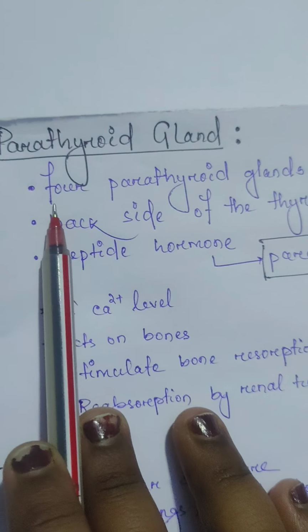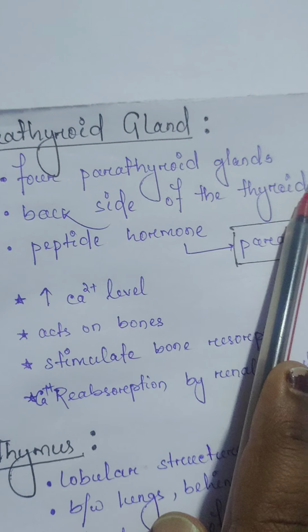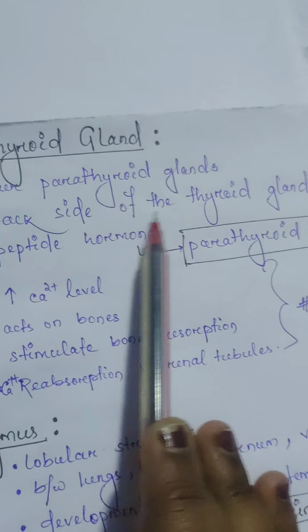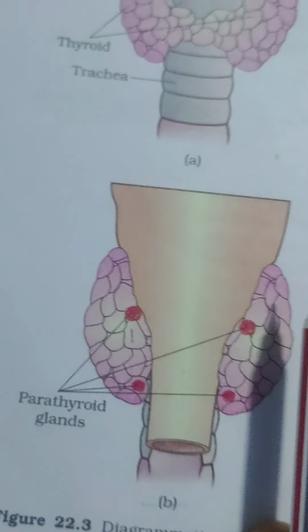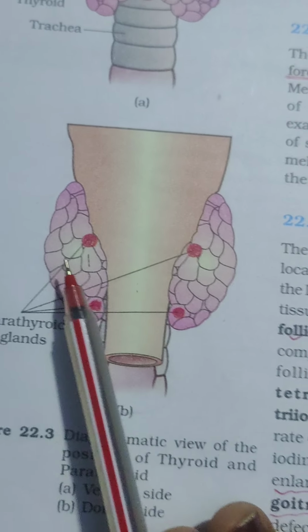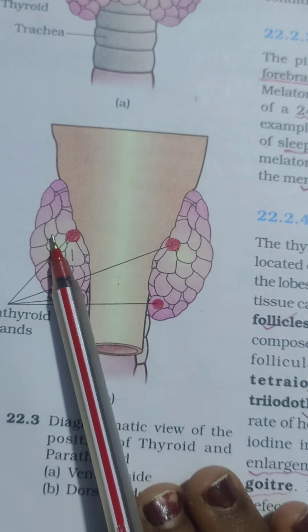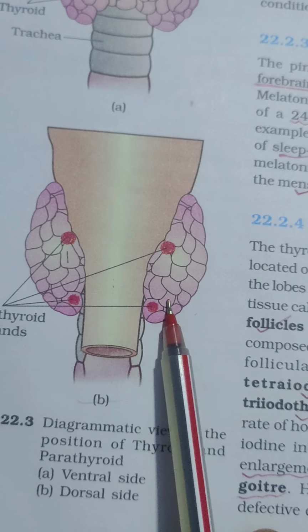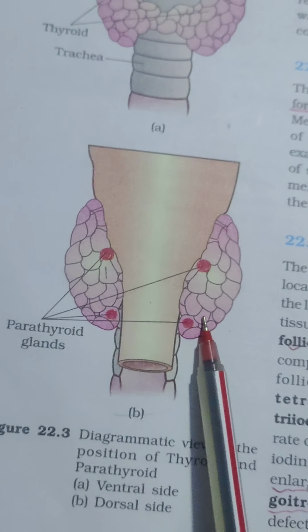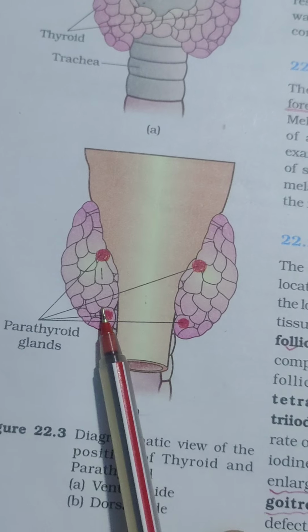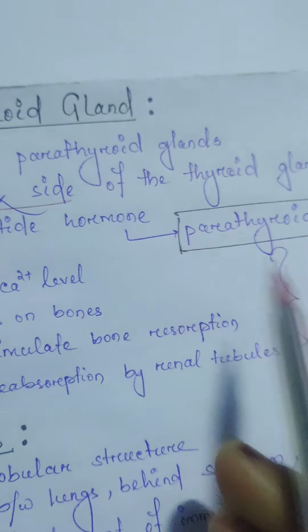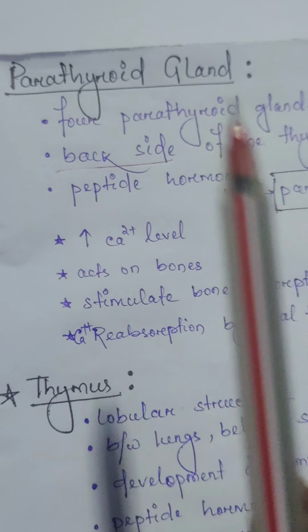Parathyroid glands are four in number, four parathyroid glands, that is on the back side of the thyroid gland. You can trace it in the NCERT diagram as follows. In each lobe of thyroid gland, there are two parathyroid glands on either side of the trachea, and on the back side. You must remember that thing, that it is the back side of the thyroid gland.